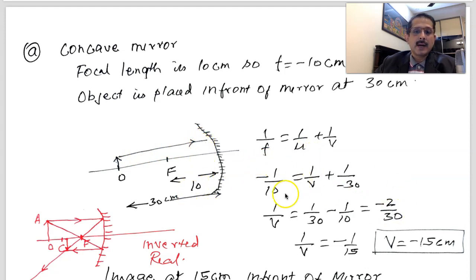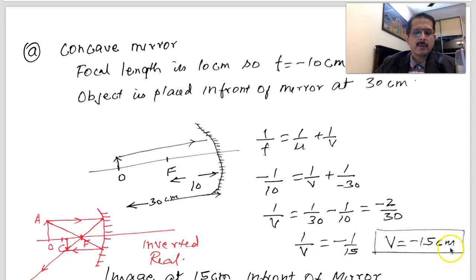Hence, 1 by f is equal to 1 by u plus 1 by v. f is equal to minus 10, as we already discussed, since it is a concave mirror, and u is minus 30, for the reason I already explained. So 1 by v is equal to 1 by 30 minus 1 by 10, which is minus 2 by 30. It's just calculation, and we get v is equal to minus 15 centimeter.